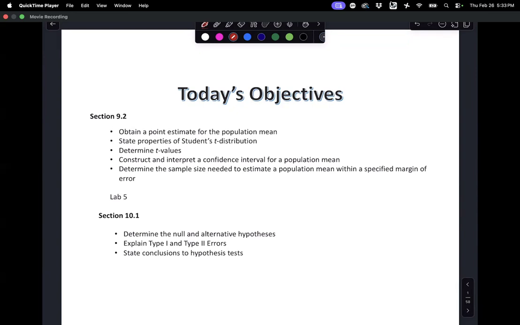So in 10.1, we're looking at how to set up a hypothesis test as far as the very beginning, showing what a null and alternative hypothesis is. We're going to be looking at what type 1 and type 2 errors are, and then what a conclusion to a hypothesis test looks like. We're not doing any of the math in the middle. That's what we're doing on Tuesday. So none of the math in the middle. We're just going to look at how to set up the intro and how to write the hypothesis test.